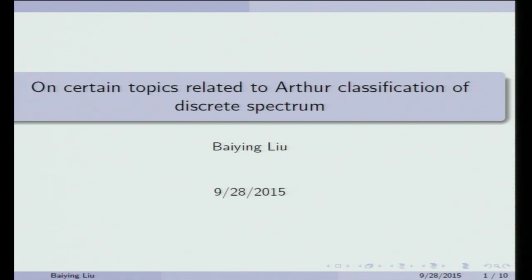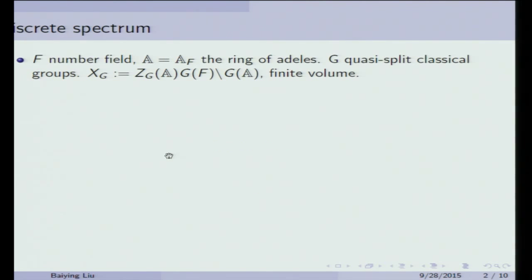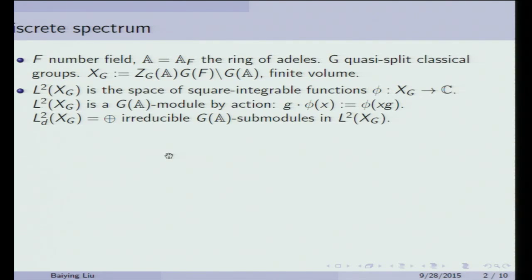Okay, so today I'm going to introduce some topics I am interested in, related to the discrete spectrum. First, let's introduce the discrete spectrum. F is a number field, with ring of adeles A, and G is a quasi-split classical group. Then we introduce this quotient space, which has finite volume with respect to Tamagawa measure. So we can consider the square-integrable functions on this quotient space.